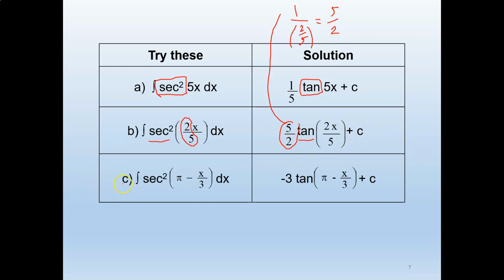Samalah. Then C, integrate sec square pi minus x over 3 dx. So again, bila kita integrate sec square, you're going to have tangent. And dari mana dia dapat negative 3? From here, dekat sini ya. It's because over here is negative. Dia minus kan? Dekat sini dia adalah 1 over 3x kan? Jadi dia adalah yang perkali yang ini. 1 over 3. So this one, negative 3 over here, actually dia adalah 1 over negative 1 over 3. That's why you get negative 3. Itulah dia.